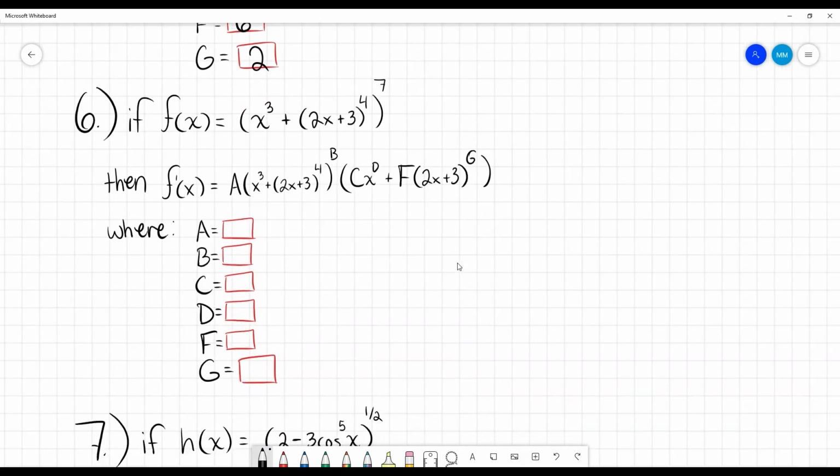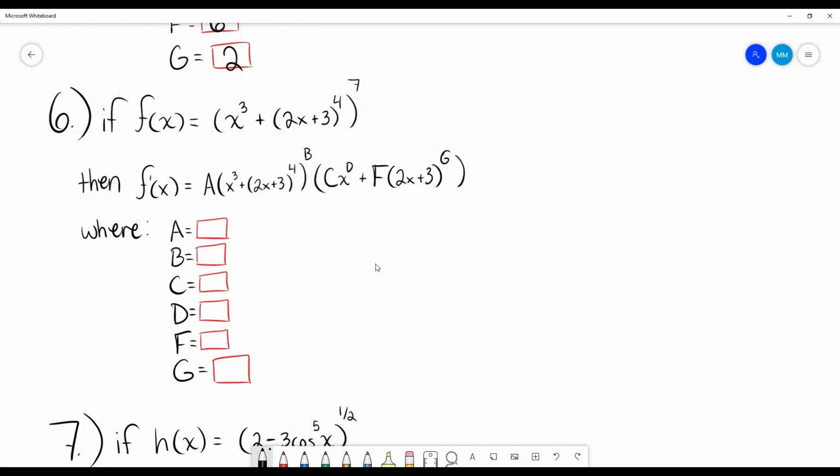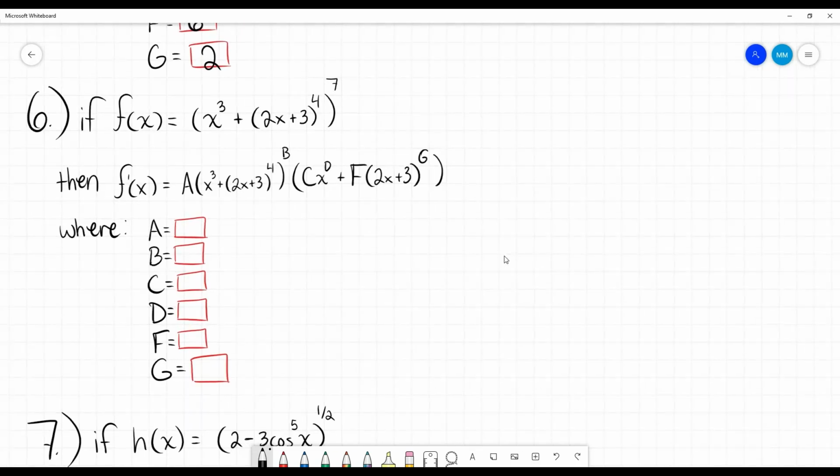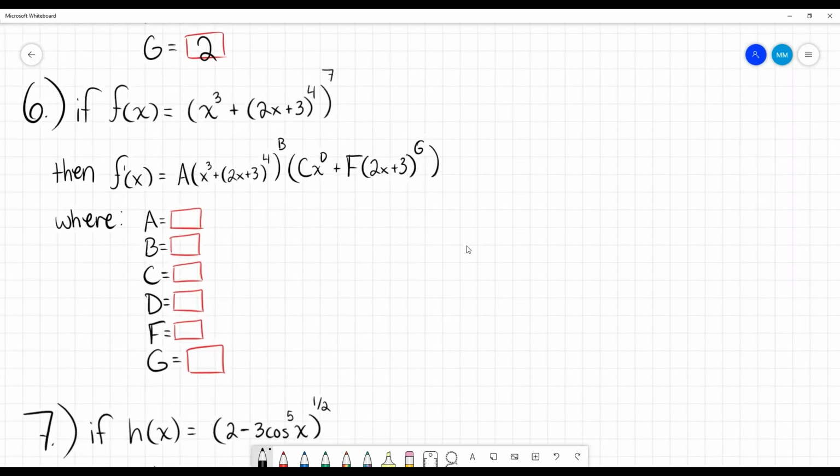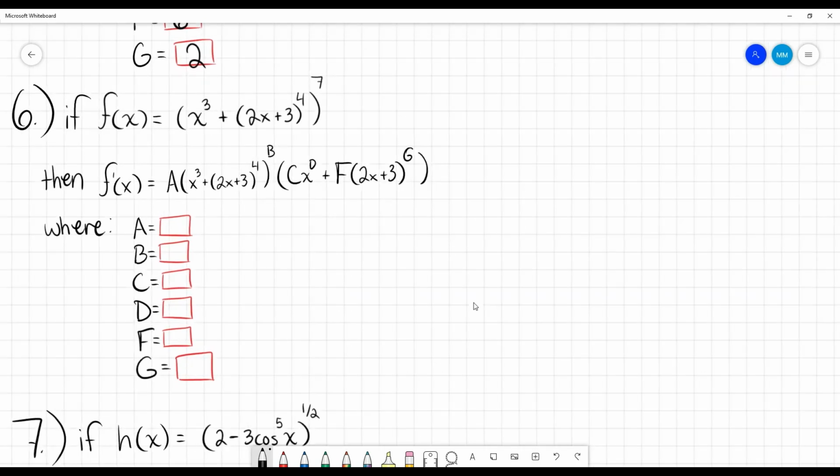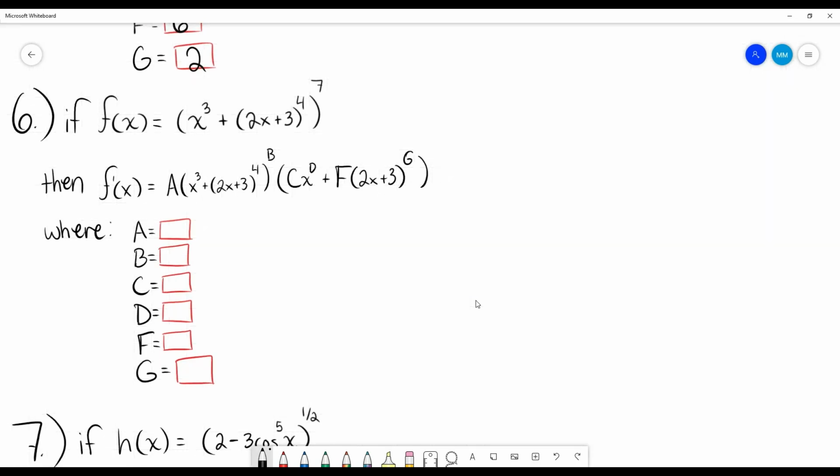Moving on to number 6. Once again, more chain rule. This homework looks like it's pretty entirely on chain rule, which is annoying and tedious, but it's really good to have chain rule down, get lots of practice with it, because if you aren't super familiar with it, it can be really hard.